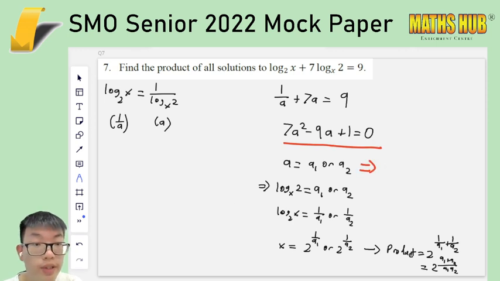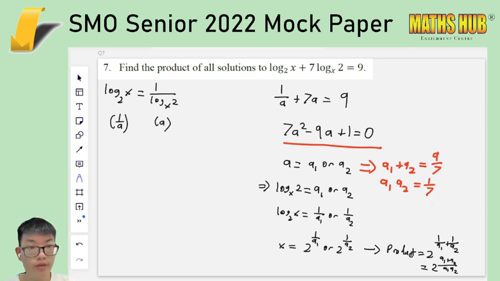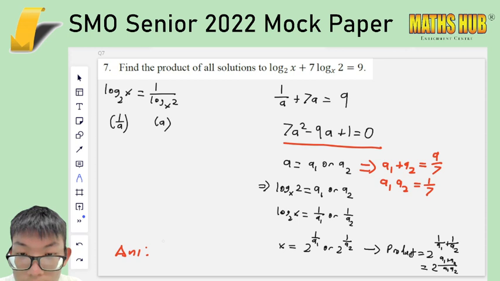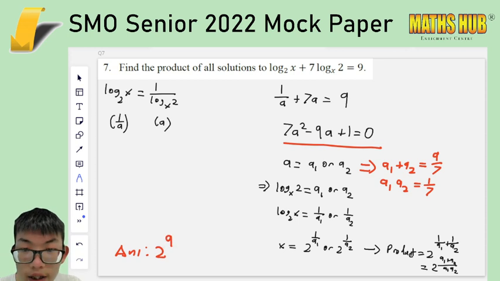Right? It tells me that the sum of roots is 9 over 7 and the product is 1 over 7. So if we were to substitute them in, 9 over 7 divided by 1 over 7 is just 9. So that gives us our answer, 2 to the power of 9, 2 to the power of 9 is equal to 512.